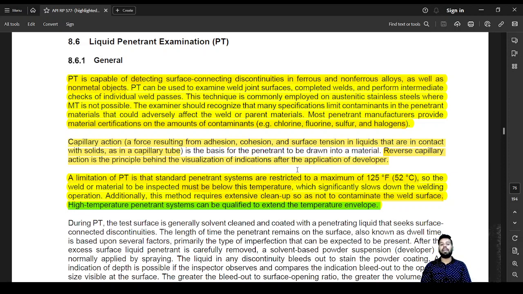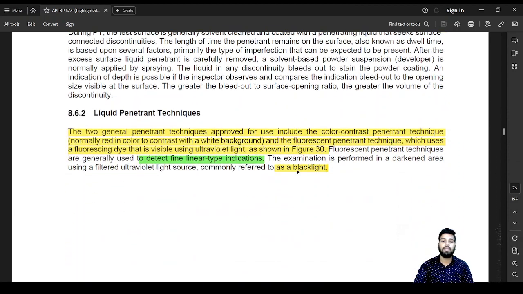The limitation of PT is that the standard penetrant system is restricted to a maximum temperature of 52 degrees Celsius. So the weld or material to be inspected must be below this temperature, which significantly slows down the welding operation. Additionally, this method requires extensive cleanup so as not to contaminate the weld surface. High temperature penetrant systems can be qualified to extend the temperature envelope. But the general penetrant system is only good for 5 degrees to 52 degrees Celsius.